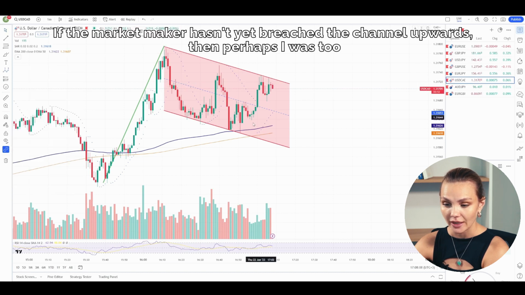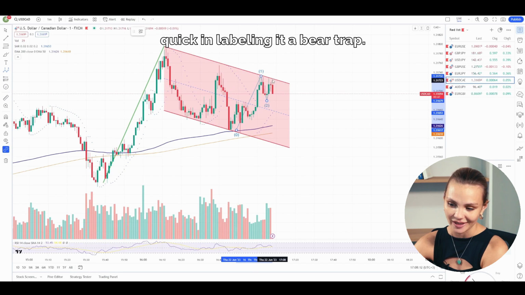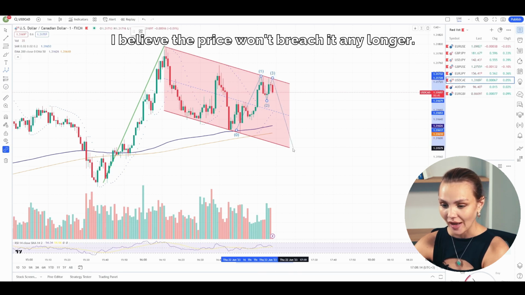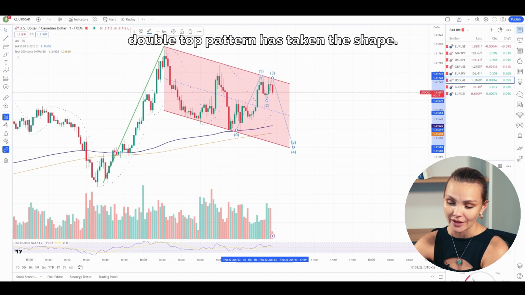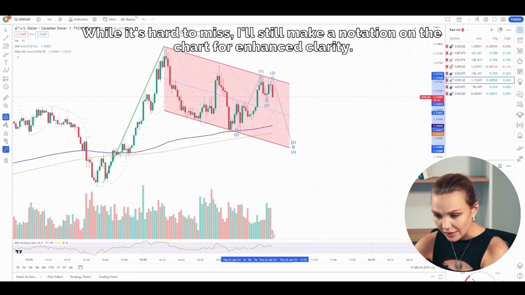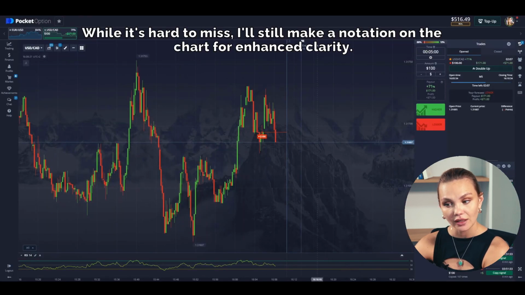If the market maker hasn't yet breached the channel upwards, then perhaps I was too quick in labeling it a bear trap. I believe the price won't breach it any longer. Observing the minute-by-minute candle movements, a distinct and visually appealing double top pattern has taken shape. While it's hard to miss, I'll still make a notation on the chart for enhanced clarity.